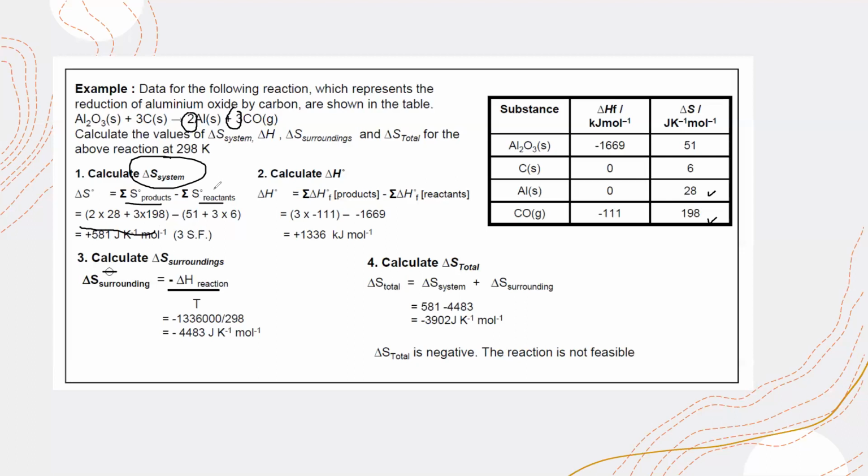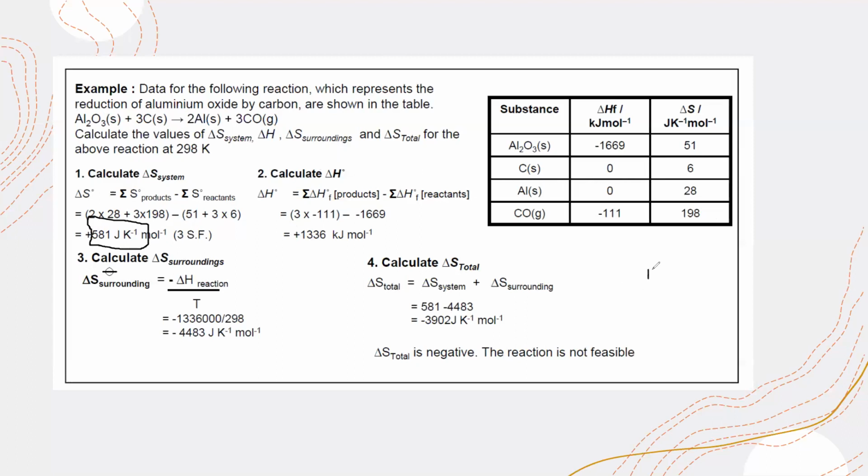What about entropy of a reactant? So 3 moles of carbon and 1 mole of aluminum oxide. So 3 moles of carbon and 1 mole of aluminum oxide you will substitute. And when you solve, you will get entropy of the system as 581 joule Kelvin inverse mole inverse.